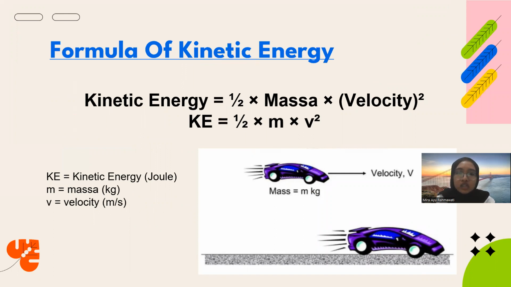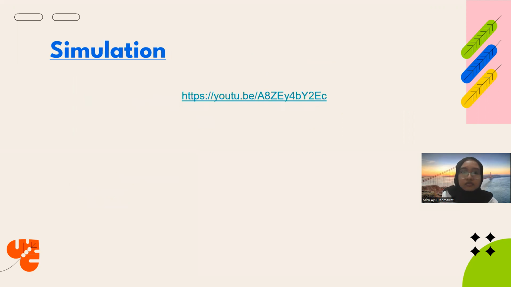Formula of kinetic energy. Kinetic energy is same as 1/2 cross mass cross velocity square. So kinetic energy is same as 1/2 cross m cross v square. Okay, please watch the simulation about kinetic energy.